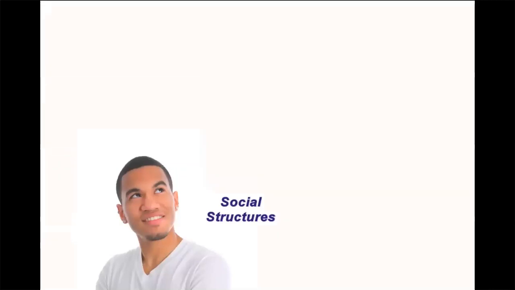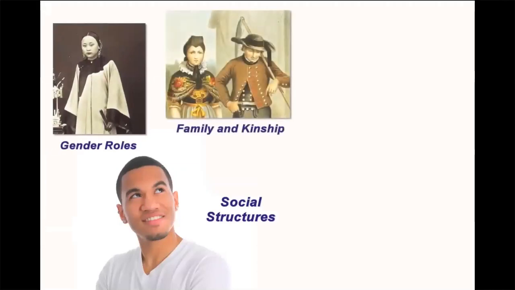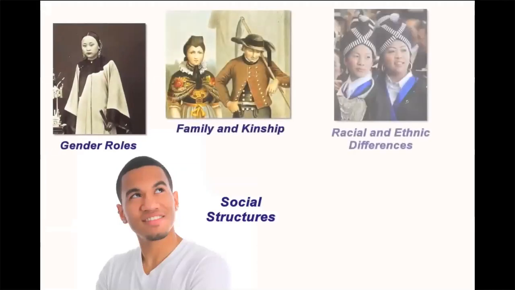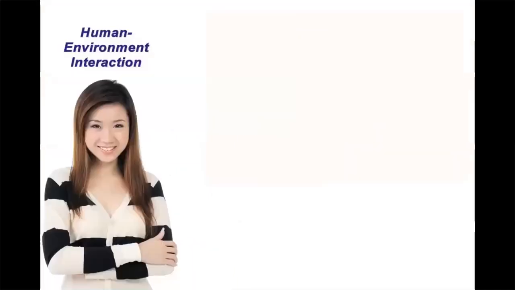Examples of social structures are gender roles and relations, including the place of women in society, customs relating to family and kinship, racial and ethnic differences and their impact on society, and the division of society into social and economic classes. The fifth theme is human environment interaction.